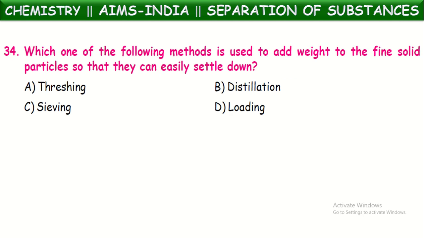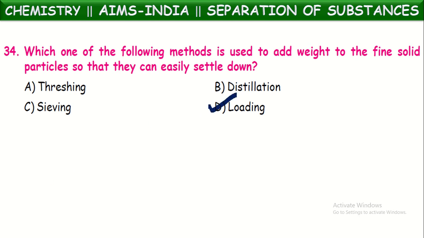Next one. Which one of the following methods is used to add weight to the fine solid particles so that they can easily settle down? Yes, it is called a loading process. Actually, this is generally used for purification of water at cities. For the separation of dissolved solid particles, they add some chemicals like alum. So these will be added to the dust particles and some other impurities present in the water. So they become heavy and slowly they will settle down. That process of separation is called loading.